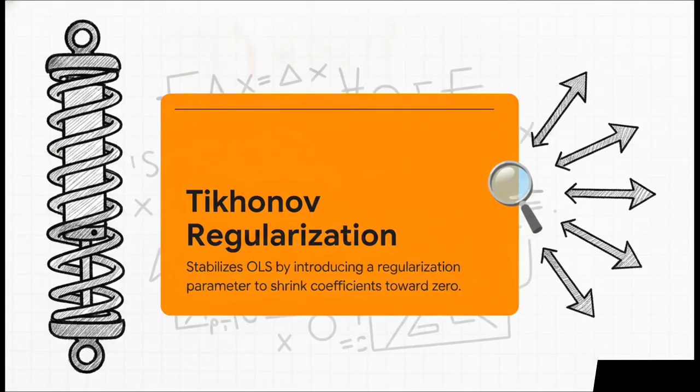A fantastic example of this is Tikhonov regularization, which you probably know as ridge regression. Honestly, think of ridge regression as a mathematical shock absorber. It tweaks our least squares cost function by adding a penalty term for large coefficients. By forcefully shrinking those coefficients closer to zero, ridge regression rescues our model from the numerical chaos caused by multicollinearity.